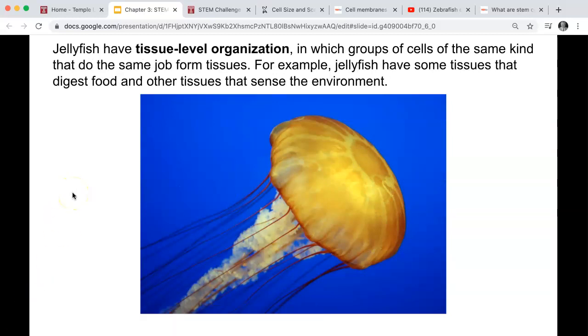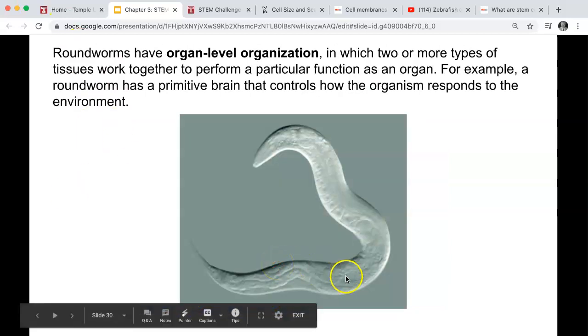An organism like the jellyfish has tissue-level organization, and what that means is the cells that do the same function group together in similar tissue. Tissue just means a collection of the same type of cell, and in this case, some tissues in a jellyfish will digest food. Roundworms have organ-level organization.